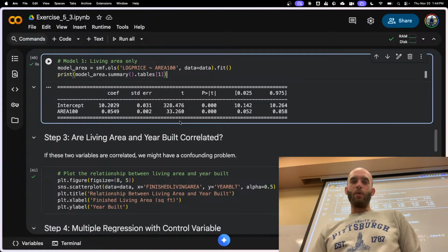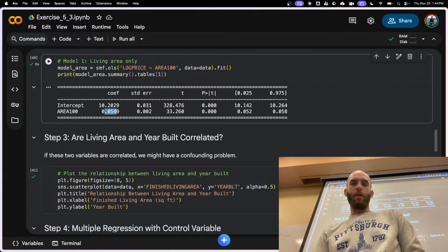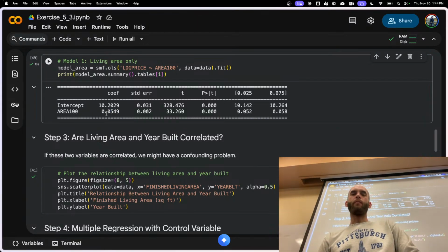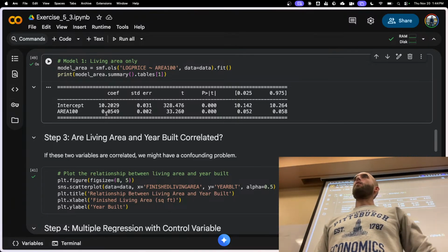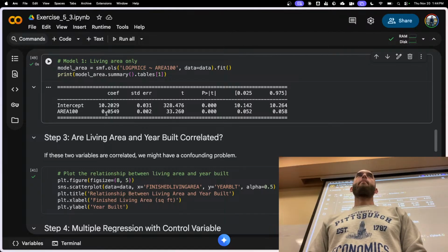Okay, so this is our model. We've already talked about this estimate. This is essentially a 5% increase in the house price whenever you add 100 extra square feet.